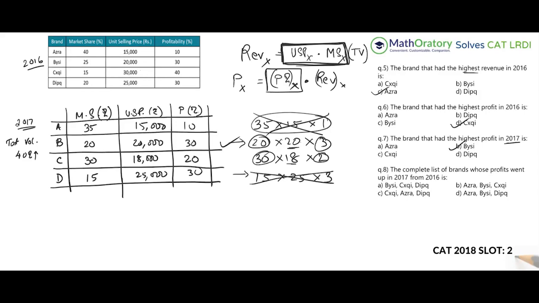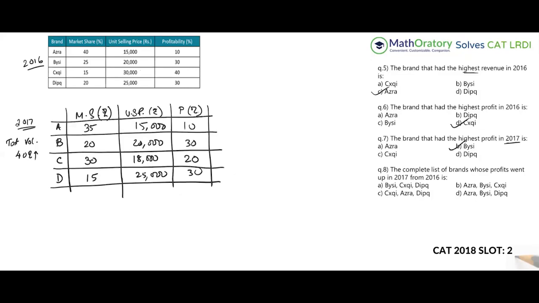Now let us look into question number 8. Let me take this off first. Okay, the final question, question number 8. Now we're looking for the complete list of brands whose profits went up in 2017 from 2016. So we are looking for the profit increasing from 2016 to 2017, right? 2017 should be higher. Now, as we had already discussed, we can use that idea once more.